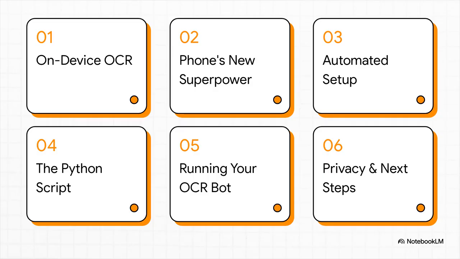So, here's the game plan for today. We'll kick things off with what on-device OCR actually is. Then we'll get into the fun stuff, what this new superpower can do for you. We'll walk through the super simple setup, break down the Python script that's doing all the magic, show you how to run it, and finally, we'll talk about privacy and where you can go from here.